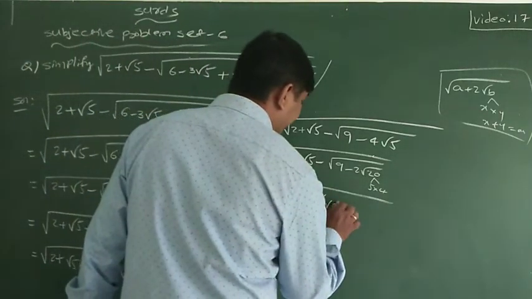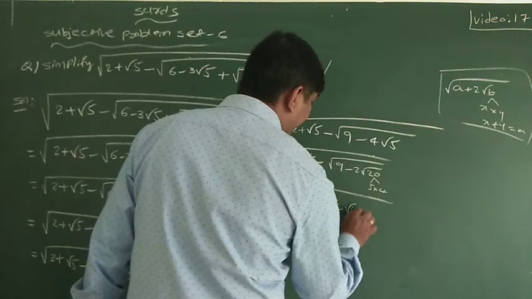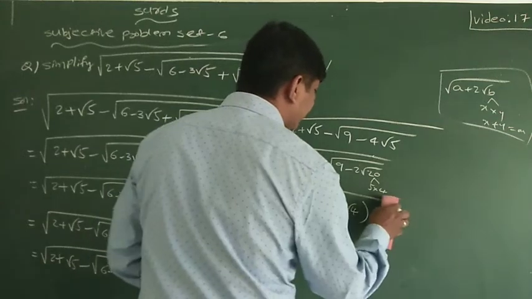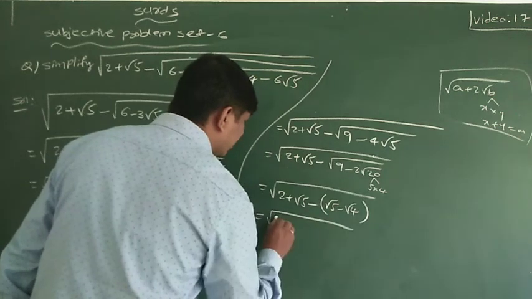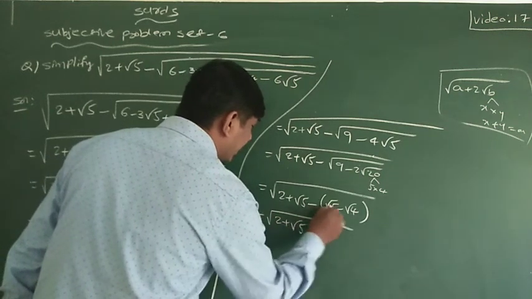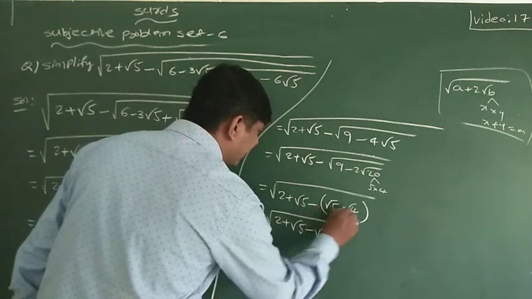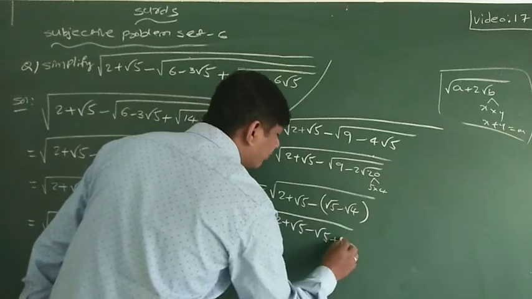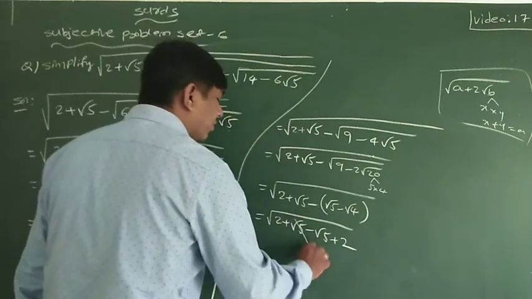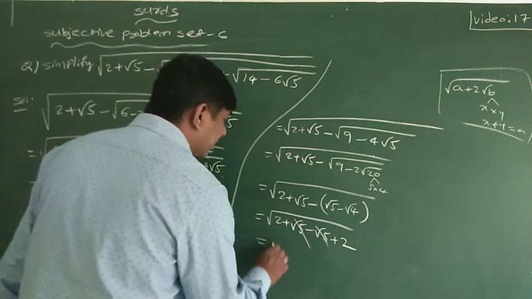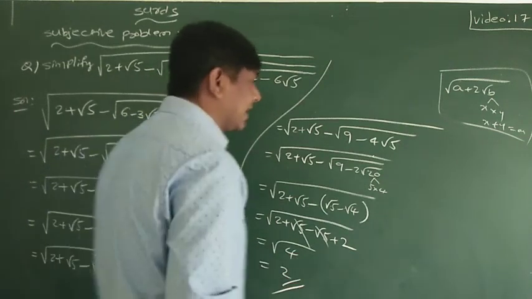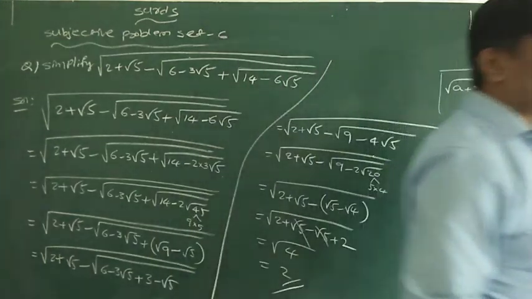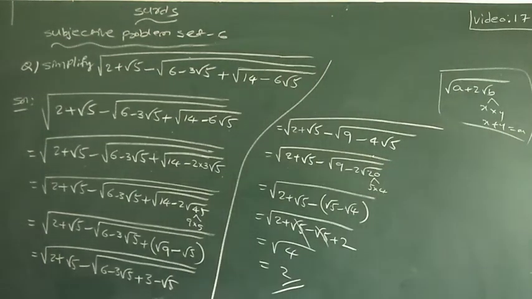So this is root 5, here minus, minus root 4. Now open this one. 2 plus root 5 minus into plus, minus root 5, minus into minus, plus root 4, means 2. Now root 5 cancels. 2 plus 2 is 4. Root 4 is equal to 2, the final answer. 2 is your final answer. Please write down.